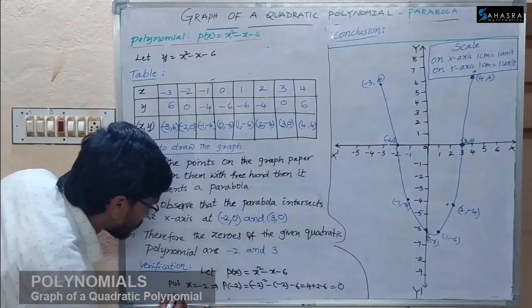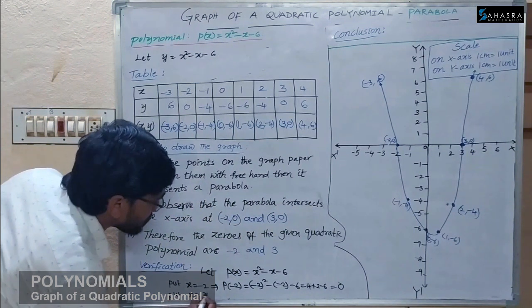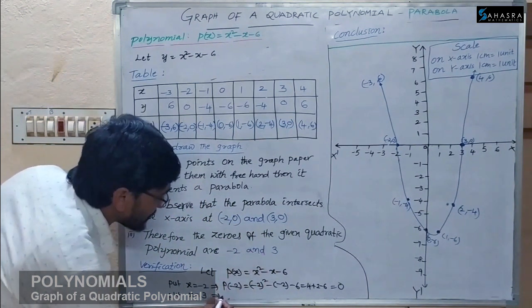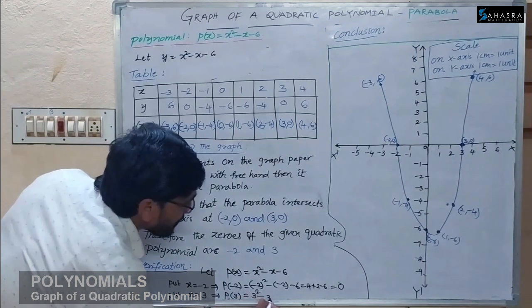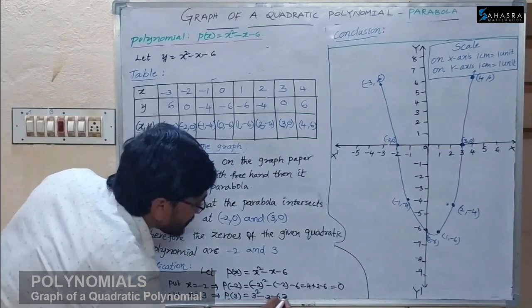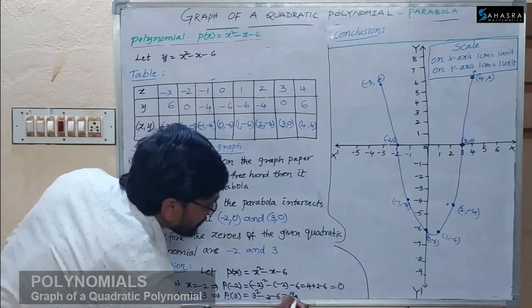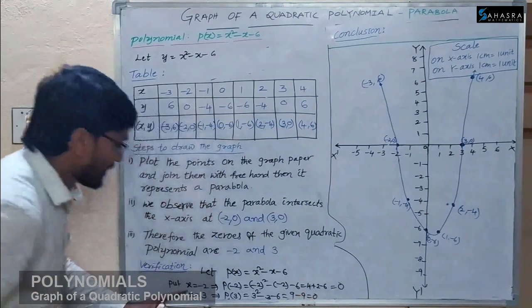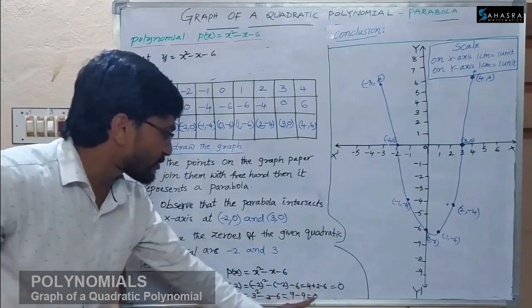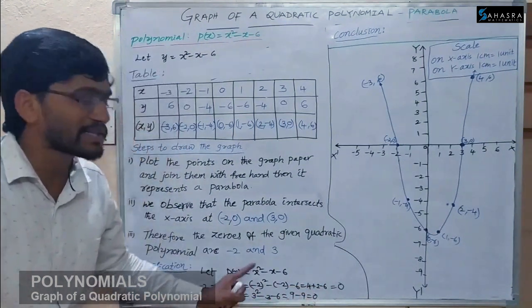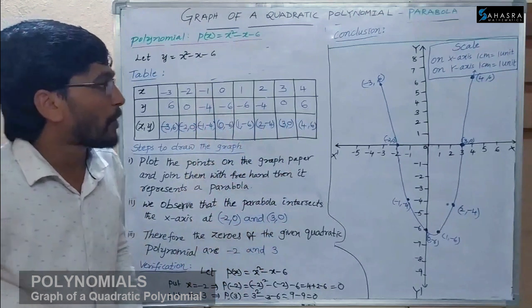Next put x is equal to 3. Therefore p of 3 is equal to 3 square minus 3 minus 6. 3 square means 9. 9 minus 3 minus 6, that equals 0. So clearly we got p of minus 2 equal to 0 and p of 3 equal to 0. Hence we say that minus 2 and 3 are the zeros of the polynomial.